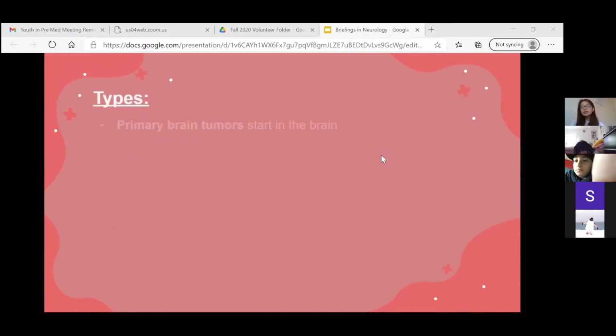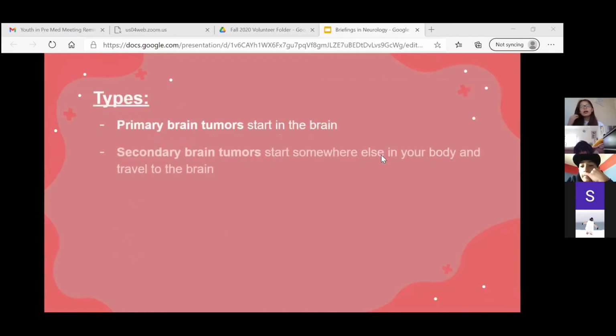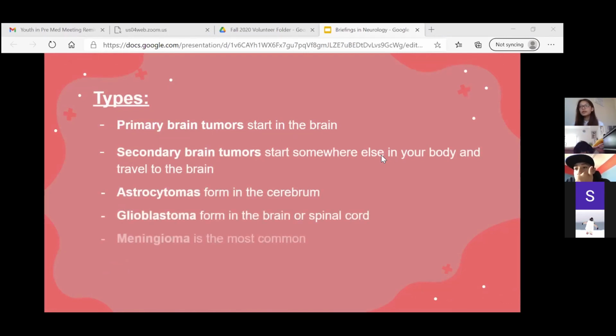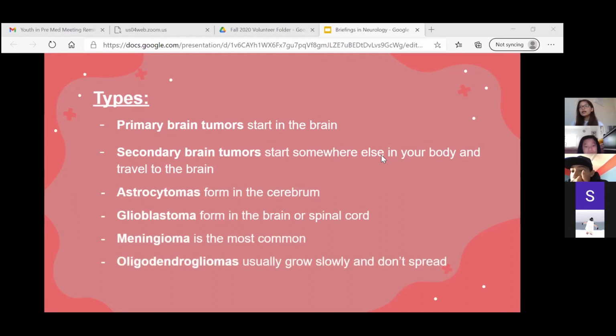There are two types of abnormal brain growth. There's benign, which is non-cancerous, and malignant, which is cancerous. Although benign growth is not cancerous, it can cause a lot of harm as it grows and affects the brain's function. Brain cancers are caused by the growth of malignant brain tumors.